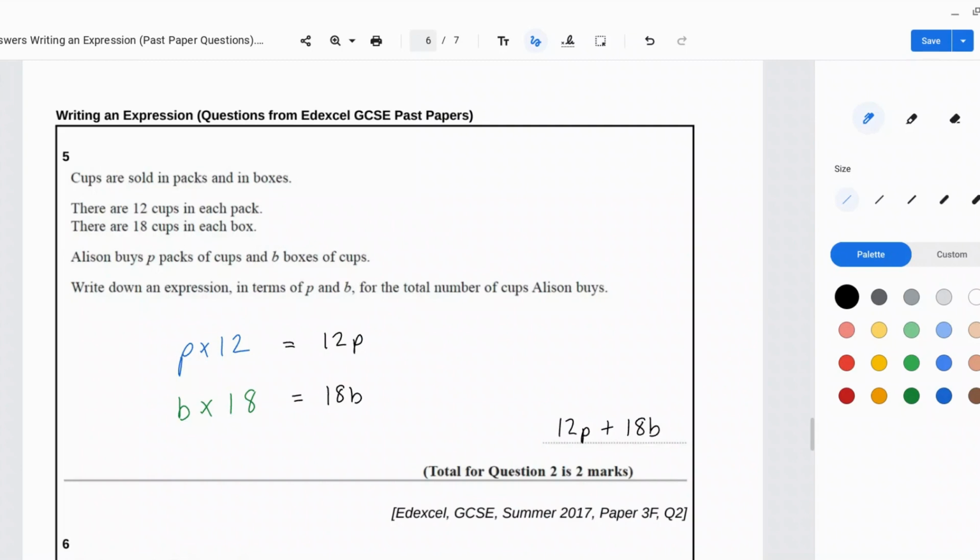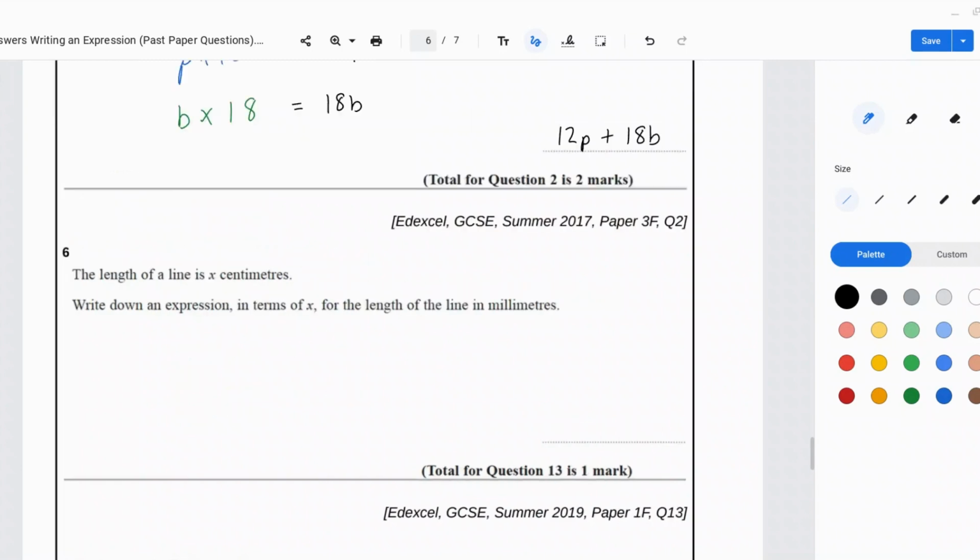Question 6, we have a line that is x centimeters. Write down an expression in terms of x for the length of the line in millimeters. Well, if it's 5 centimeters, it would be 50 millimeters. It's 10 times bigger. So the length in millimeters, if it's x centimeters, will be 10x millimeters, because we times by 10.